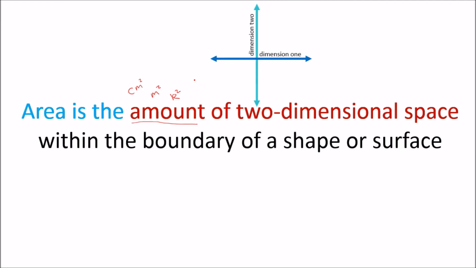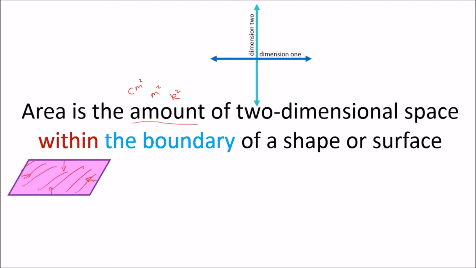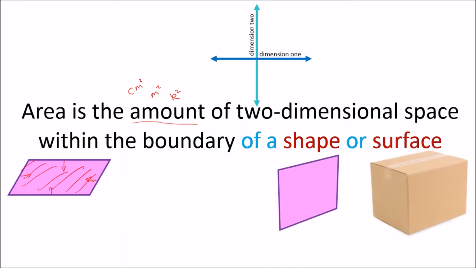So the amount of space moving in two dimensions within the boundary, take this shape for example, we're talking about the amount of two-dimensional space within the boundary. So everything inside this shape. So we're talking about all of this pink stuff. Okay, so within the boundary of a shape or surface. So you could be talking about a shape, or you could be looking at the surface of a three-dimensional object.